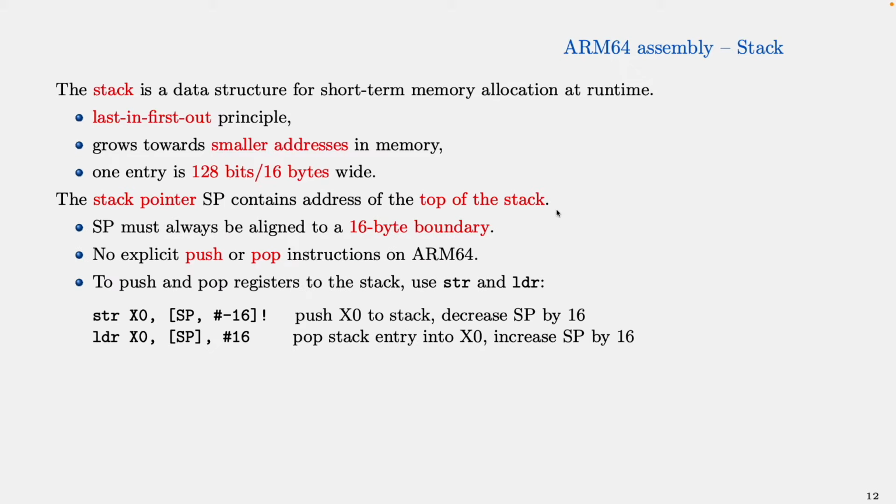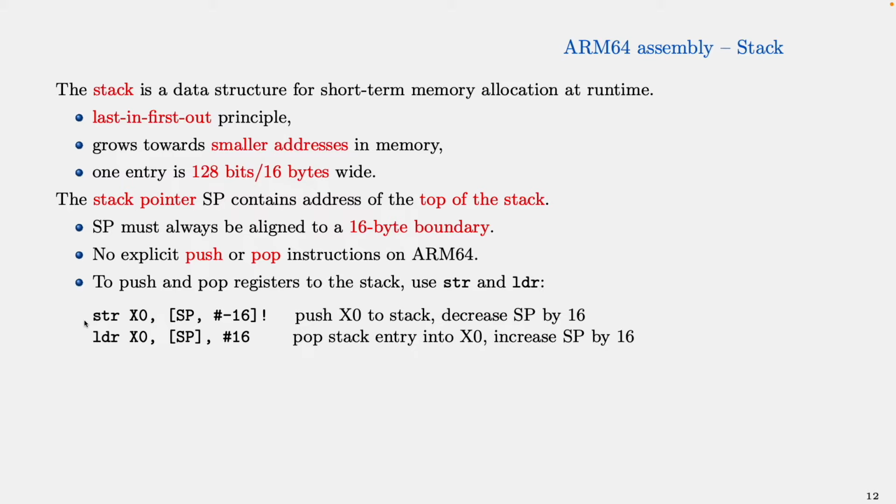The stack pointer contains the address of the top of the stack, so as I said, the lowest address on the stack. And the stack pointer must always be aligned to a 16-byte boundary. There are no explicit push or pop instructions on ARM64, so we have to emulate them using store and load instructions. And there are some special features for these store and load instructions that allow us to change the stack pointer while storing and loading. So that makes it easier.